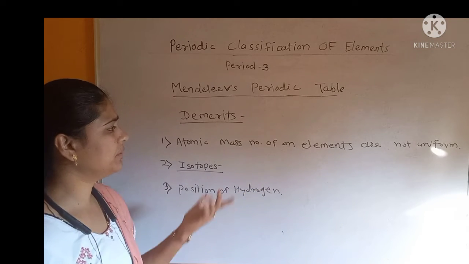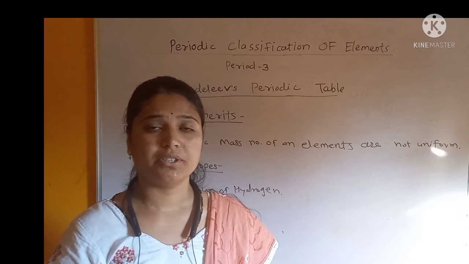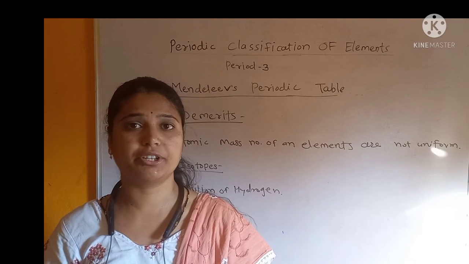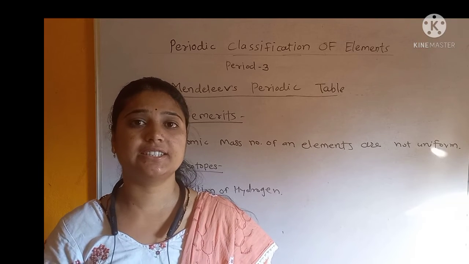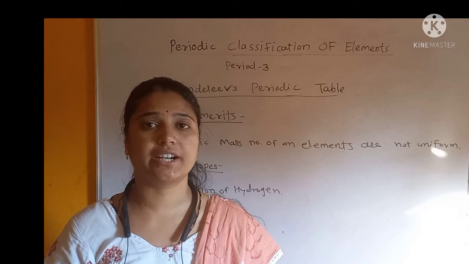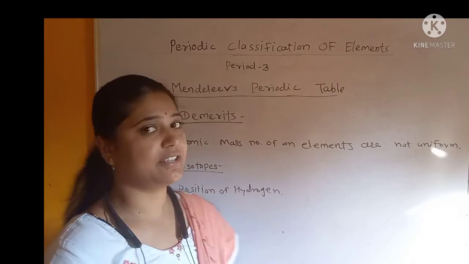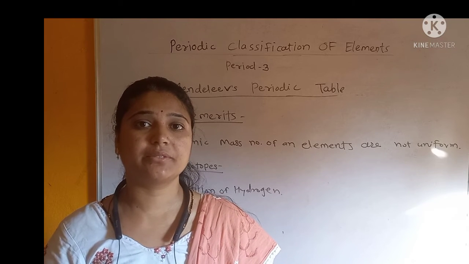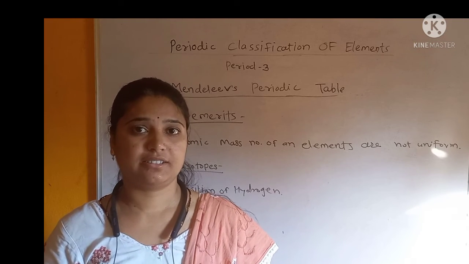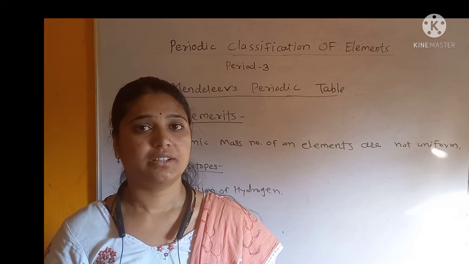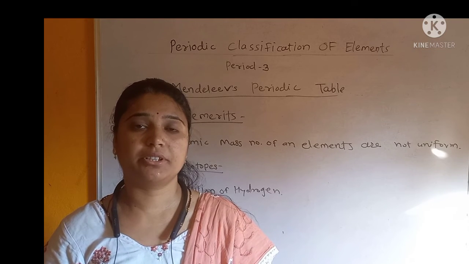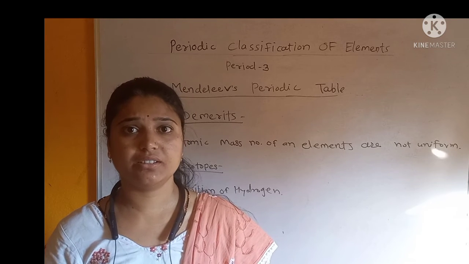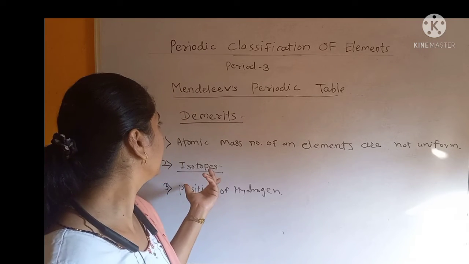Firstly, the atomic mass numbers of elements are not uniform, and hence there is ambiguity regarding their atomic mass number. Similarly, isotopes have the same chemical properties as the other elements but different physical properties, like hydrogen having the isotope deuteron, and carbon 12 having the isotope carbon 13. This is also a drawback of Mendeleev's table.